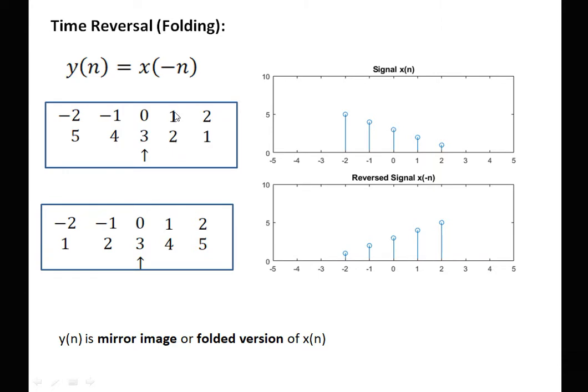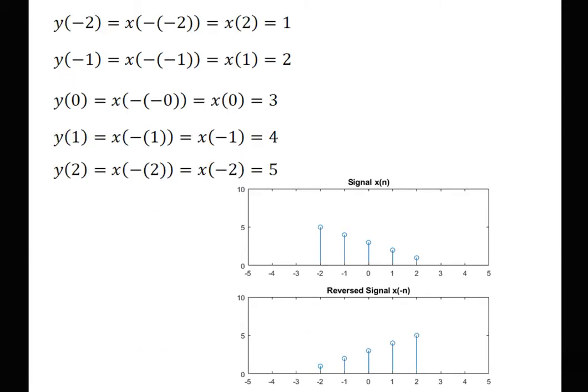Now the content at the 1 location shifts to minus 1, the content at the 2 location shifts to minus 2, the content at minus 1 shifts to 1, and the content at minus 2 shifts to 2. Now you can see that this 2 is shifted here, this 1 is shifted here, this 4 is shifted here, and 5 is shifted here. So this is the signal, and this is the reverse of the original signal, which is called the mirrored image or the folded version. The equation becomes y of minus 2 is equal to x of minus minus 2, x of 2, equal to 1. In a similar way we can write down the equations.